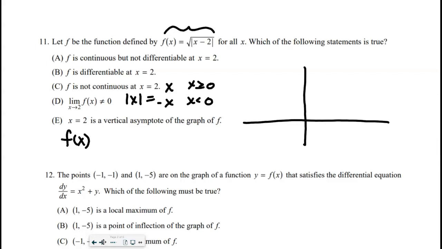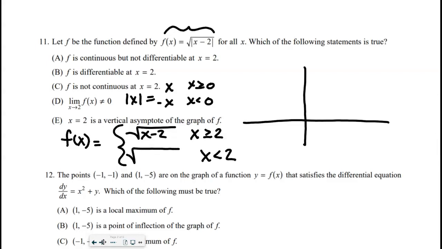So I would have a piecewise function where that's actually going to be the square root of x minus 2. I don't need the absolute value bars as long as x is greater than or equal to 2. Then I don't even need them because what's under that radical is going to be positive anyway. But anywhere x is less than 2, like at 1 and 0, I do need the absolute value bars, but I can't think about derivatives with absolute value bars.